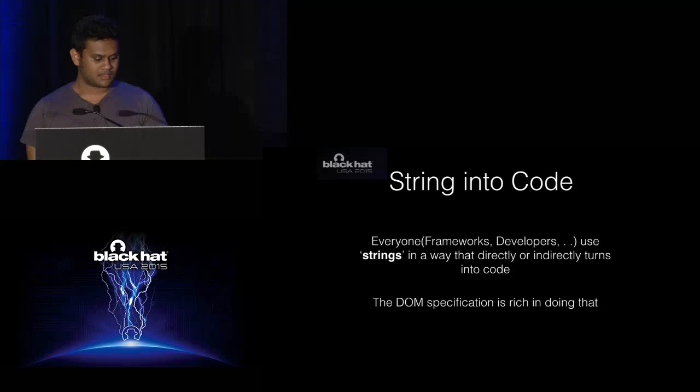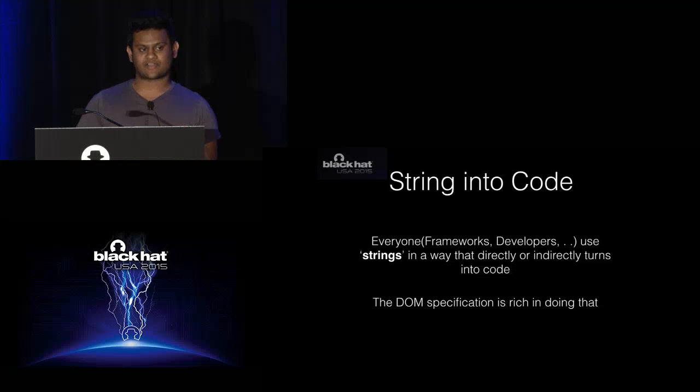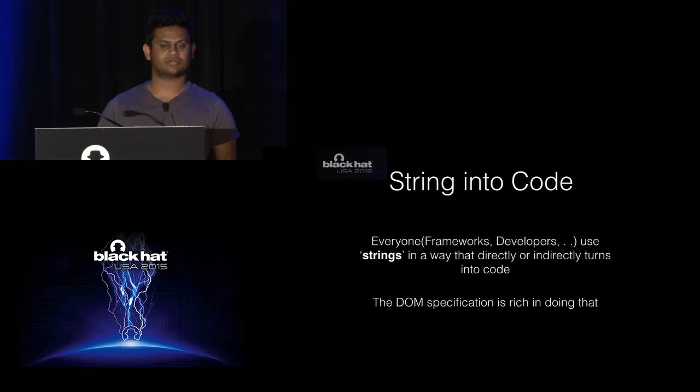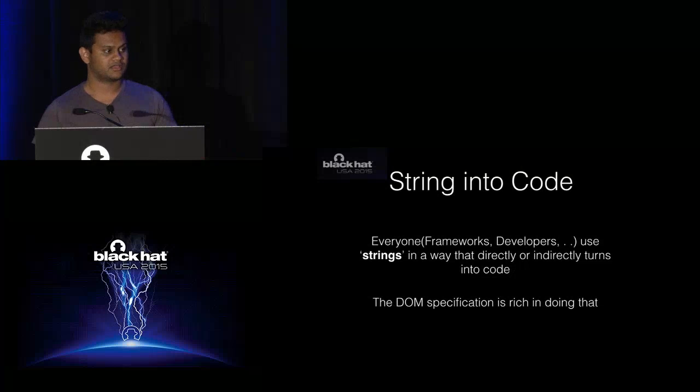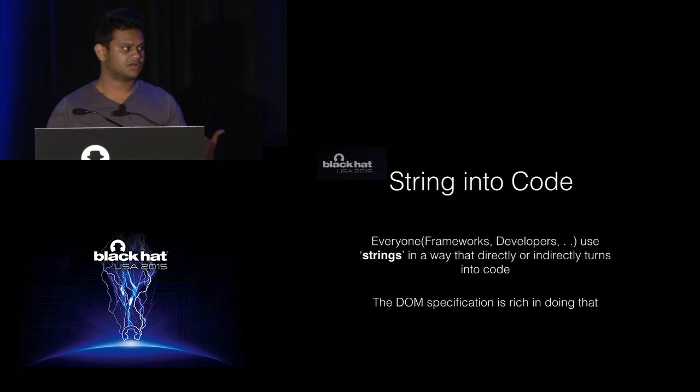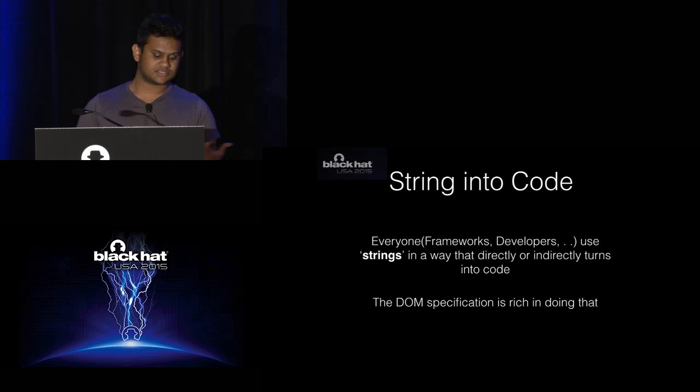Even frameworks, for instance AngularJS, have some ways of executing code directly from a string, and even though eval can be disabled using strict JavaScript parsing, things can still go wrong. That is specifically because the DOM specification, the DOM APIs, are pretty rich at doing these string-to-code conversions in a direct or indirect way.